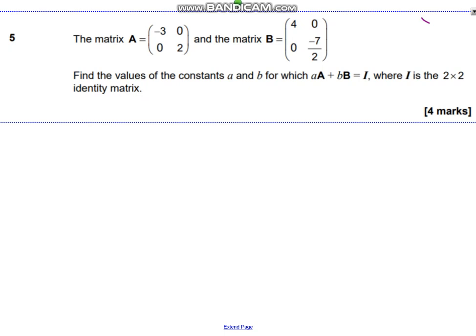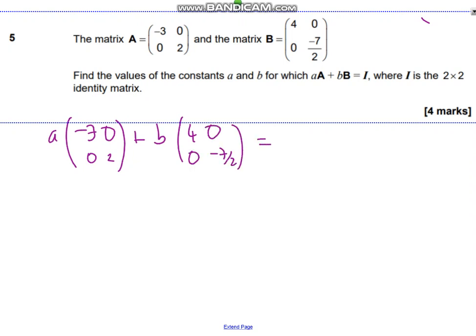For question 5, we've now got these two matrices, and we've got to find the values of the constants a and b for which aA plus bB equals I, where I is the 2 by 2 identity matrix. So all that means is that a multiplied by minus 3, 0, 0, 2 plus b multiplied by 4, 0, 0, minus 7 over 2 is equal to the identity matrix, which for 2 by 2 has a leading diagonal of 1s, and everything else is 0.